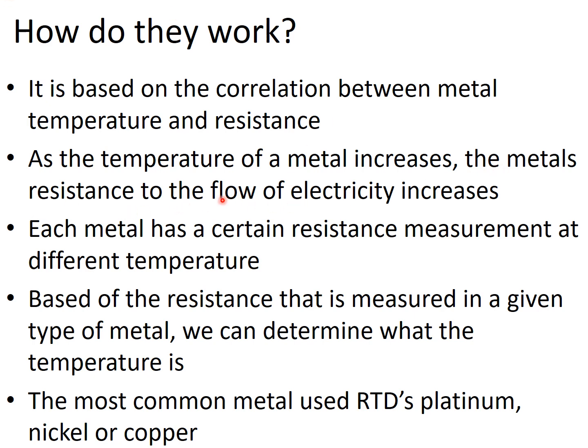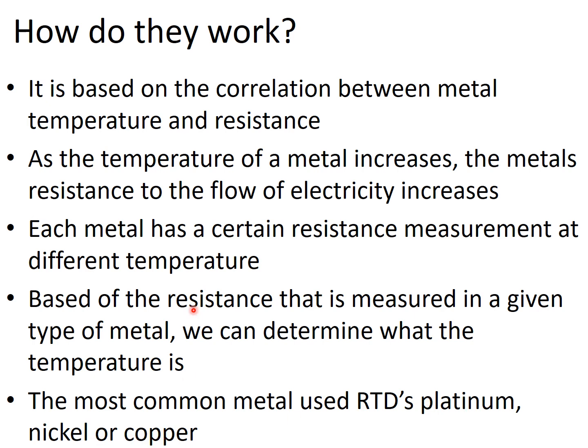That means we have two categories. If a temperature increases and the resistance of a metal increases, it is called a positive temperature coefficient. Some metals have a negative temperature coefficient, and those kinds of metals we are not choosing for RTD. Each metal has a certain resistance measurement at different temperatures. Commonly we use metals like platinum, nickel or copper.